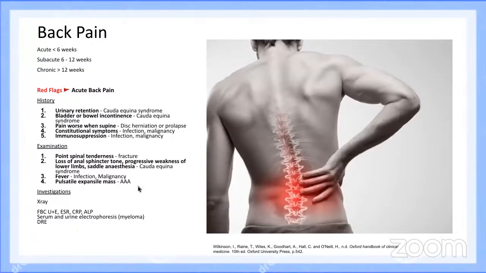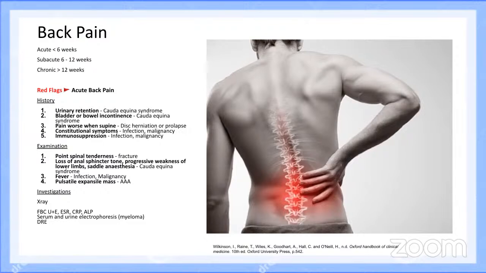Finally, we're going to go on to just a couple of important things to consider. First of all, it's back pain. We've divided it up into acute, subacute, and chronic. We've identified a couple of important red flags in patients with acute back pain so that we don't miss emergent conditions. On history, it's important to note whether there is any history of urinary retention, bladder or bowel incontinence, positional pain, constitutional symptoms, or any history of immunosuppression or features thereof.